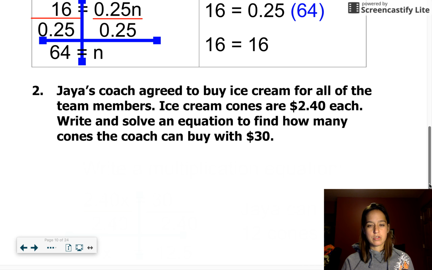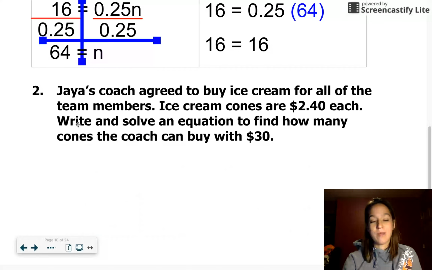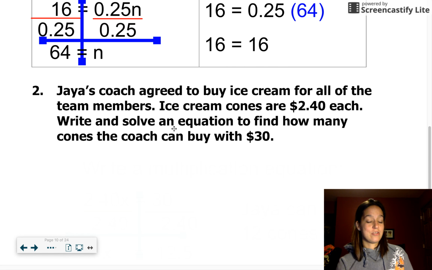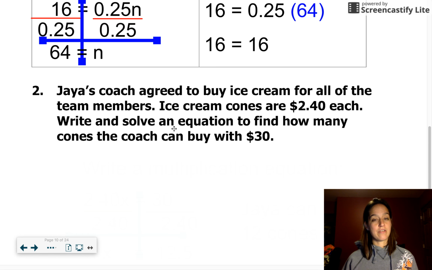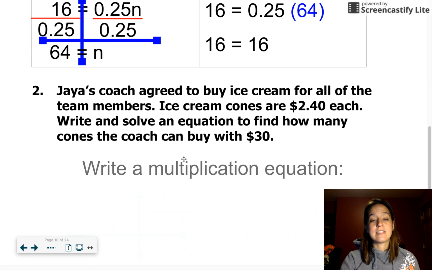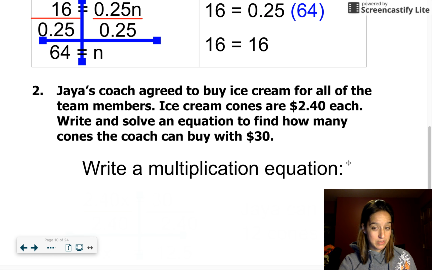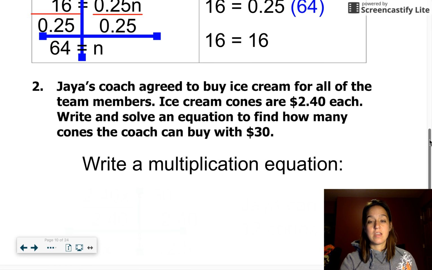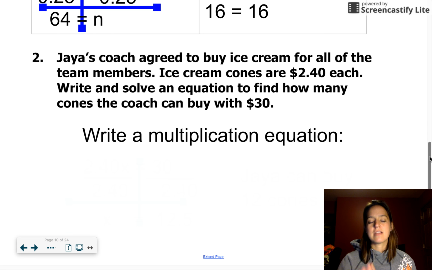Now, like I've told you, a lot of times you guys go straight for that answer. But look here, it wants me to write and solve an equation. So I'm not just going to look at how to solve it. I'm going to actually write an equation. And my hint to you is going to be, we're going to write a multiplication equation. So if you need to pause for a minute and think about it, I want you to think about it. And what is it that you can do as a multiplication problem with this?